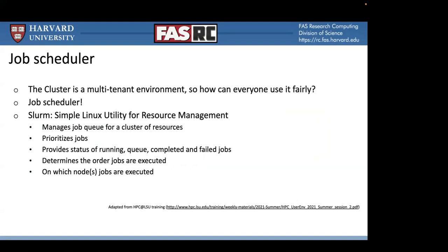So because the cluster is multi-tenant, how do we ensure that everyone gets a chance to use it and use it fairly? And the answer to that is we have a scheduler. Our scheduler is called Slurm, which is the Simple Linux Utility for Resource Management. And Slurm's job is to manage the entire job queue for absolutely everyone. It provides you the status of all of your jobs. It determines the order in which jobs are executed and on which nodes those go on. It also handles the priority for them, and it also handles the queues. So it does a lot of things.